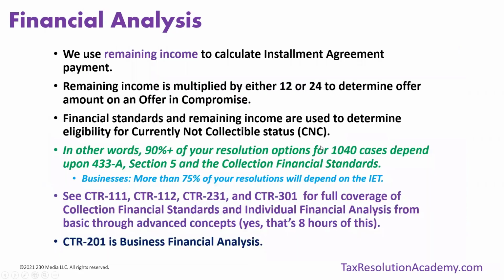Okay. So we use that remaining income number for a lot of things. Whatever dollar amount that is, that's how much the IRS expects to receive from your client each month if you're doing an installment agreement. It is also the number that gets multiplied by either 12 or 24 to go into determining the minimum offer and compromise amount. The financial standards and remaining income are also used to determine eligibility for CNC, currently not collectible status. So in other words, again, 90% of your resolution options for 1040 cases depend upon that remaining income number. For businesses, it's more like about 75% of your resolutions are going to depend upon that income and expense table, but it's still super important.